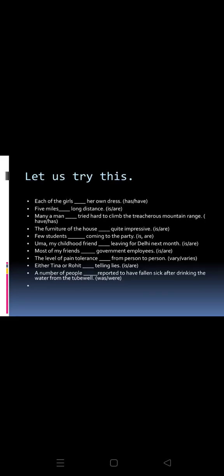So let's try this. Here is an exercise for you. Each of the girls has her own dress, because the word "each" is there. Five miles is a long distance. Many a man has tried hard to climb the treacherous mountain range. The furniture of the house is quite impressive. Few students are coming to the party.